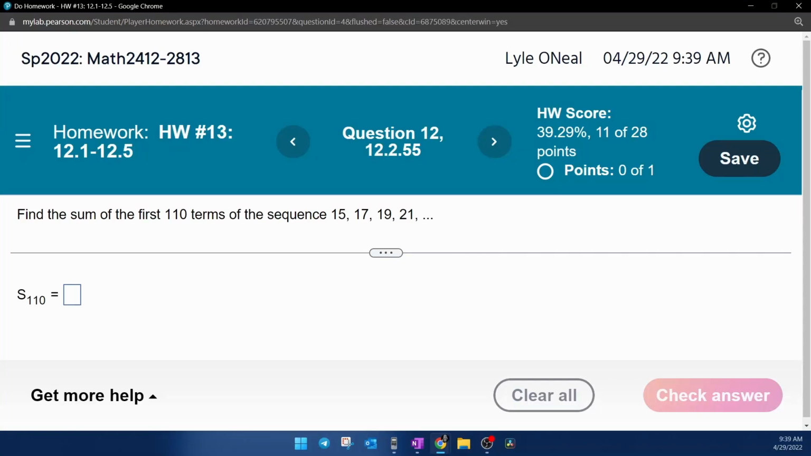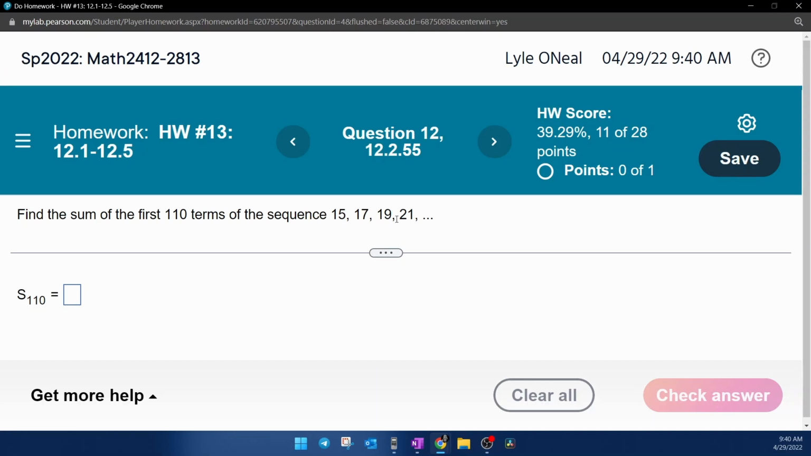Right, here we go. Question number 12 from our Precalculus homework number 13 in MyLab Math. It says find the sum of the first 110 terms of the sequence: 15, 17, 19, 21. Oh, look at that. It's pretty obvious that that's a common difference of 2. Adding 2, adding 2, adding 2.